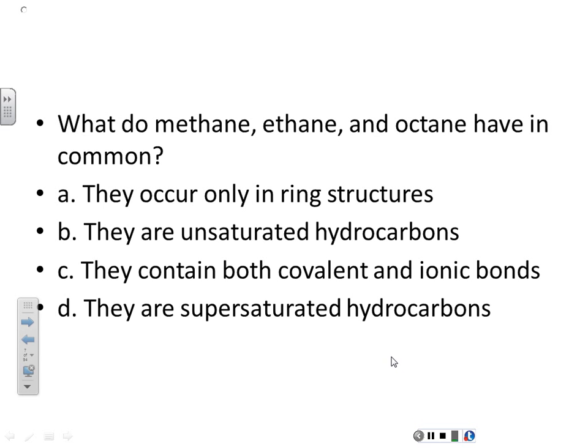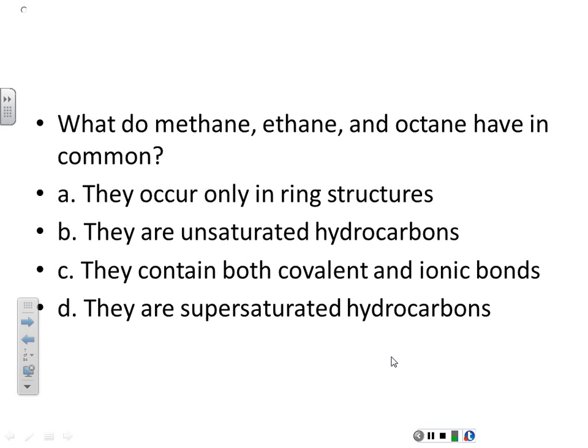Is there more than one, or just one? Well, just one. First, they occur in ring structure. That's not right because there is no cycle. Second, they are unsaturated. It's also not right. Unsaturated means alkene and alkyne, double bond and triple bond. So they are saturated.